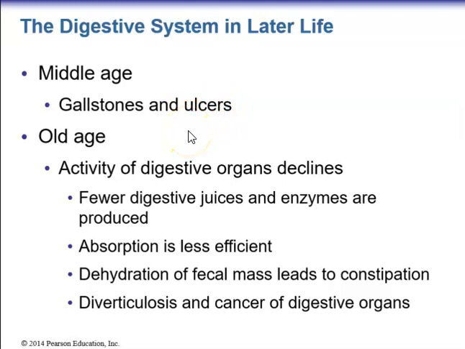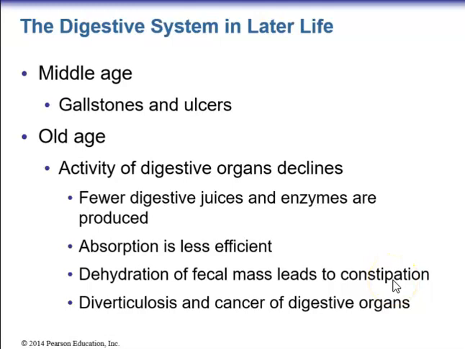When we have an increase in the acidic environment within the stomach, it can be due to diet, it can be due to stress. Now, in old age, the activity of the digestive organs decline, fewer digestive juices and enzymes are produced, so absorption of our nutrients from our food is less efficient. Also, dehydration. Dehydration of fecal mass leads to constipation.